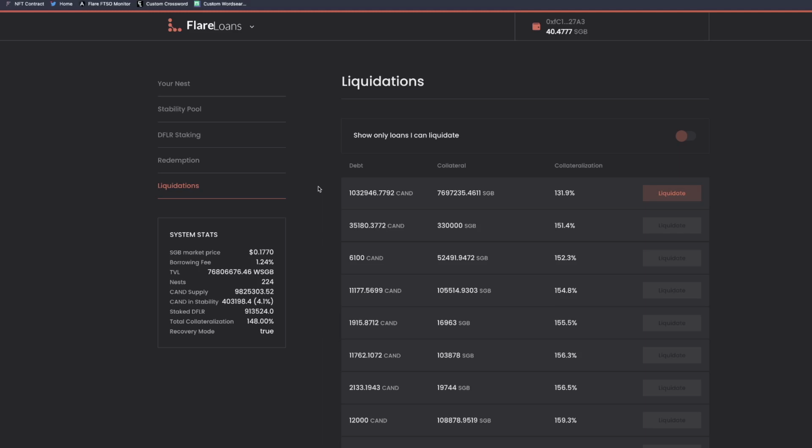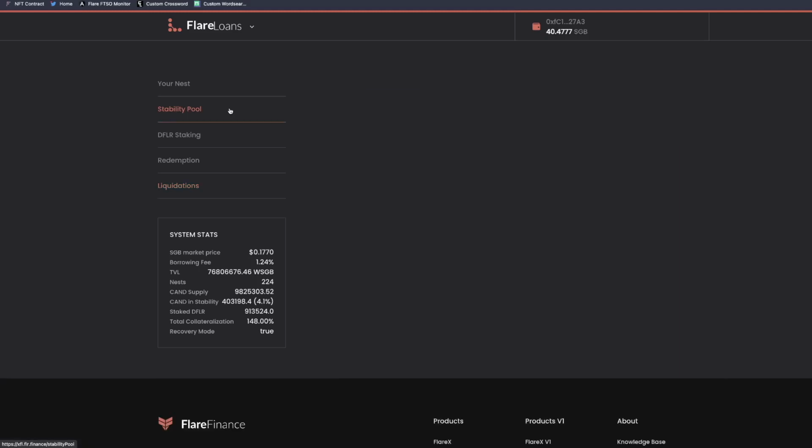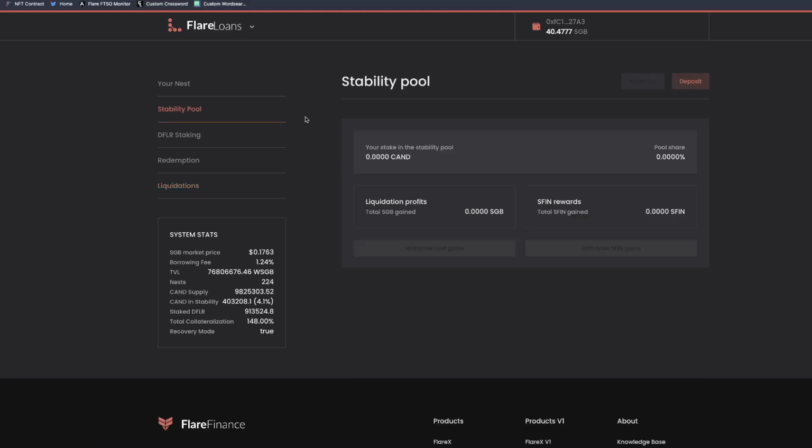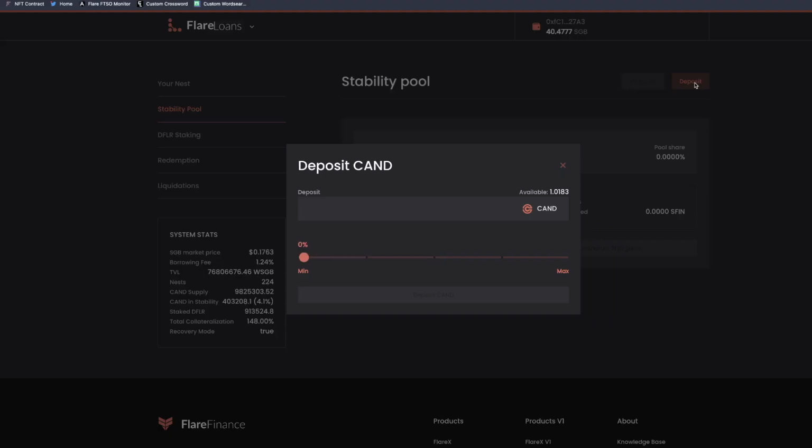So when it comes to liquidations, you may be wondering, what is the process? Where does that money come from and where does it go? Well, if we look here on the left, there is the stability pool. So let's give that a click. And basically, if you enter the stability pool with Canary dollars, and we can just do a quick example here, you actually provide stability, believe it or not.